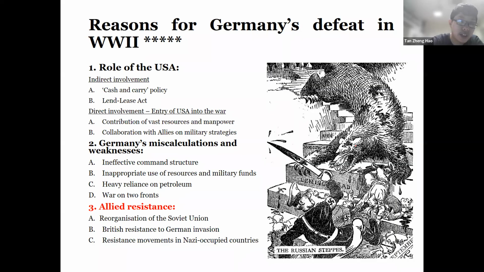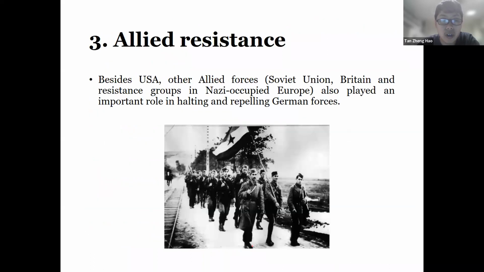Okay, last factor before I end the video, Allied resistance. So we talked about how the USA helped, and how the Germans sort of sabotaged themselves. Now we're going to look at the other Allies, the Soviets, the British, and other occupied countries, and how they resisted Germany's offensive long enough for them to later turn the tide, counterattack and defeat Germany. So let's look at a few countries: the Soviet Union, Britain, and other resistance groups in Nazi-occupied Europe.